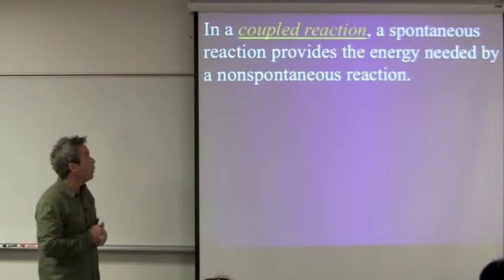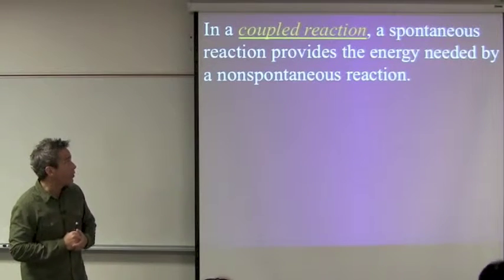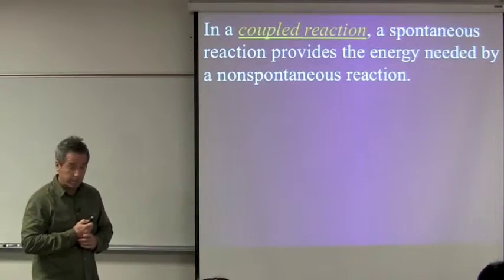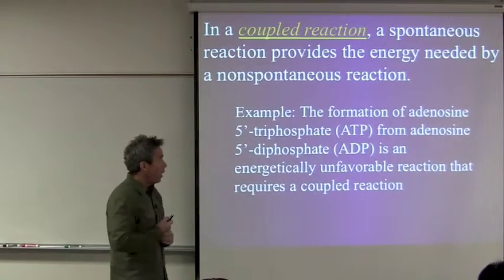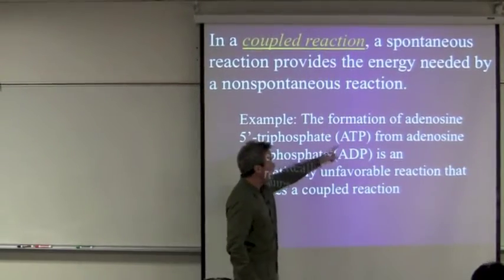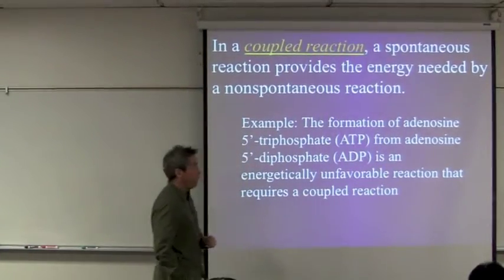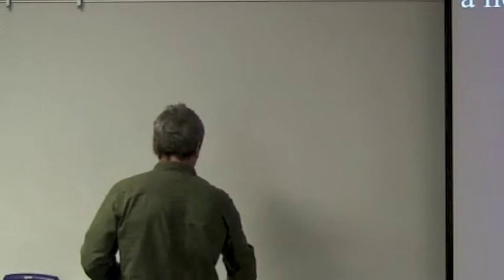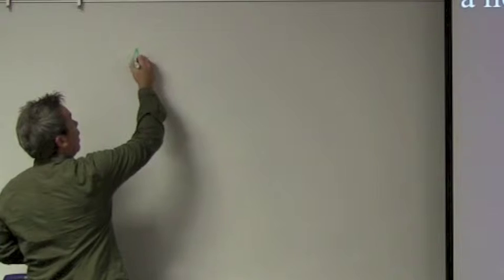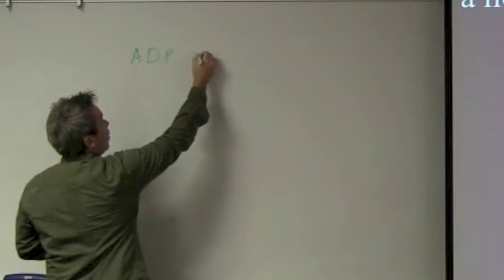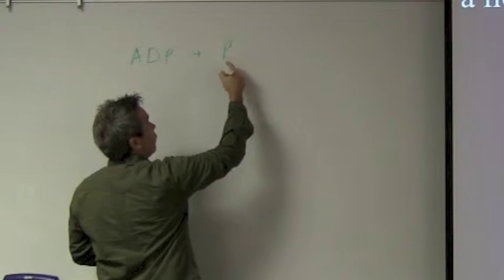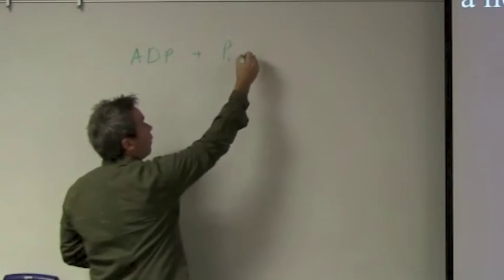Here's our definition of coupled reaction. A spontaneous reaction provides energy needed by a non-spontaneous reaction. The example I want to give you is the formation of ATP from ADP and a phosphate. This chemical reaction is often written like this with abbreviations. ADP plus, instead of drawing the formula for the phosphate, it's usually Pi. That means an inorganic phosphate.